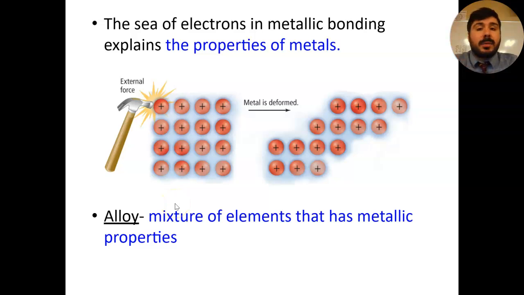And then an alloy. You might have heard of alloys before, but alloys are mixtures of elements that have metallic properties. Alloys of steel, for example. Maybe there's a steel alloy that mixes two different elements together that are metals, a stronger mixture of metals, to give rise to something like an alloy.